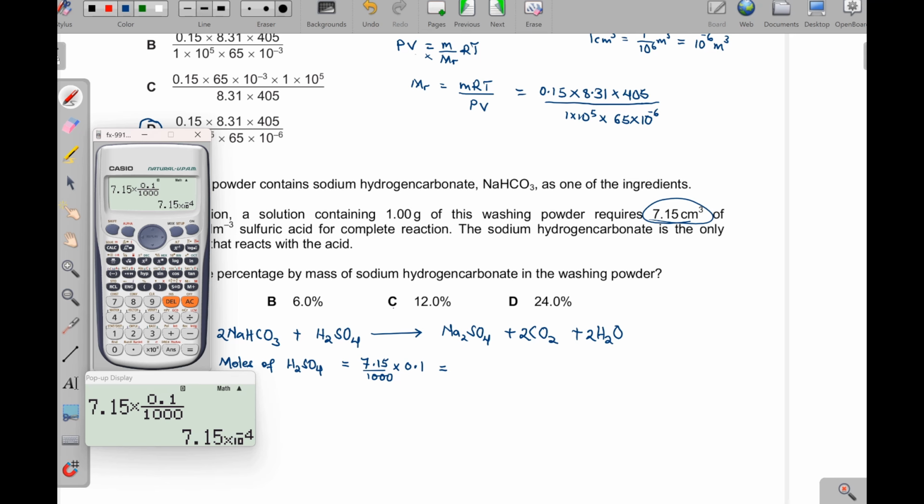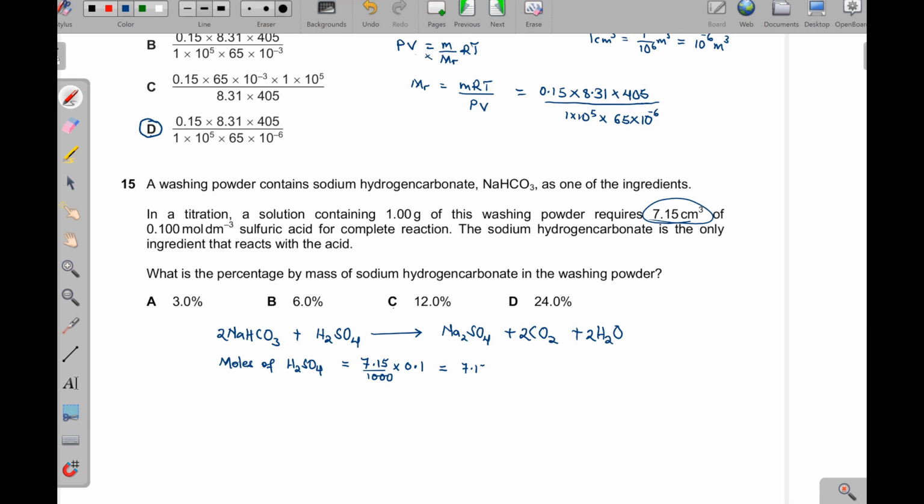This one will give us 7.15 times 10 to the power of negative 4 moles. Then from here, after getting the moles of sulfuric acid, which happens to be the standard solution, now we use the stoichiometric equation to get the moles of this other reactant that reacted.